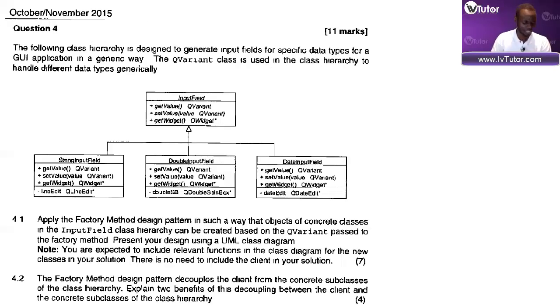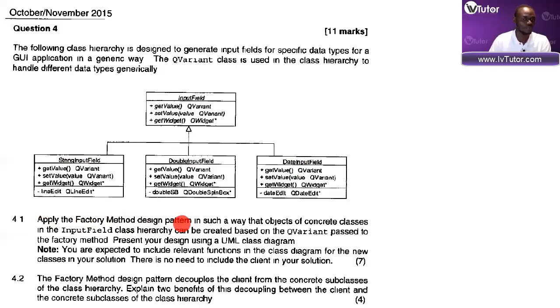And this one says, the following class hierarchy is designed to generate input fields for specific data types for a GUI application in a generic way. The QVariant class is used in the class hierarchy to handle different data types generically. And here your class is for an input field, which is abstract, and the functions here are also abstract. And inheriting from here, you have three classes: string input field, double input field, and date input field.